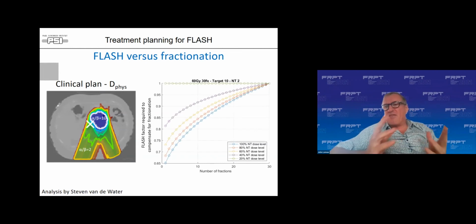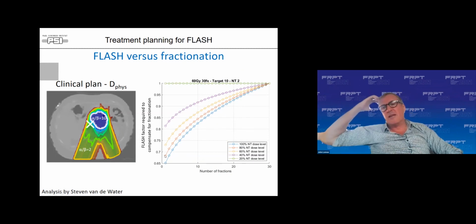We could then plot, very theoretically, what flash effectiveness factor we would need to compensate for the lack of fractionation if we go to hyperfractionated treatments. That's this plot here. If we go to a single fraction and look at normal tissue doses which get 80%, which is this point here, we need a flash effectiveness factor of around 0.67.